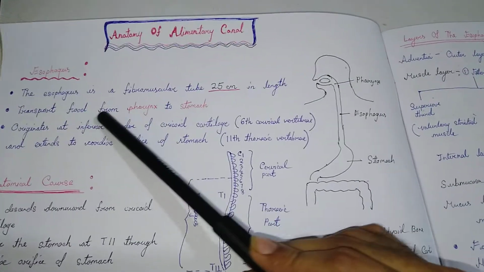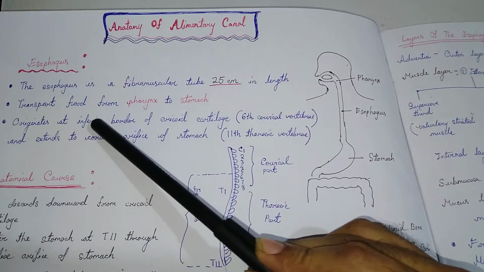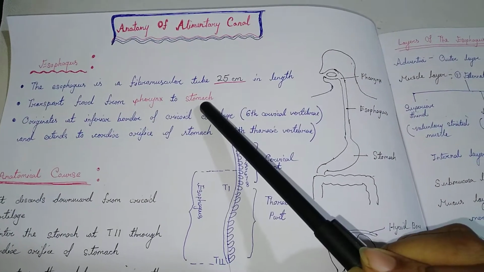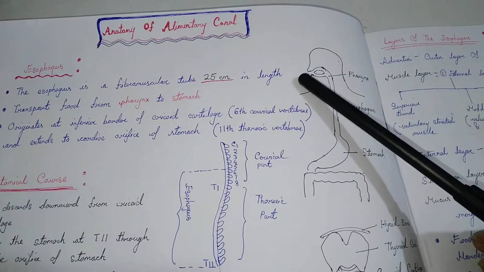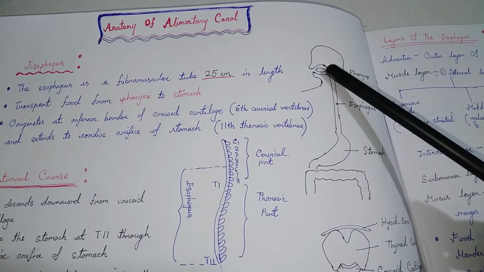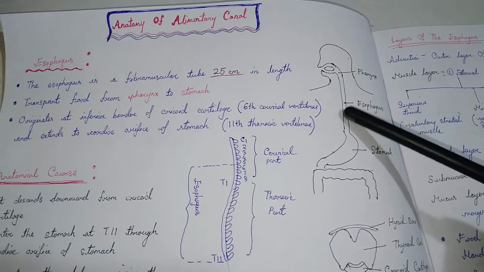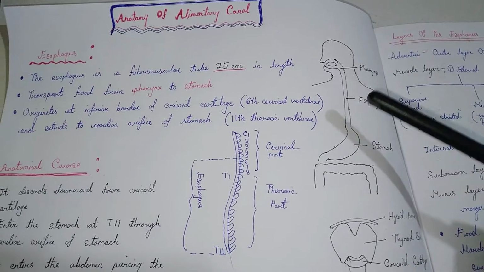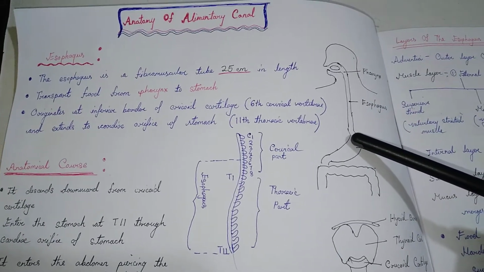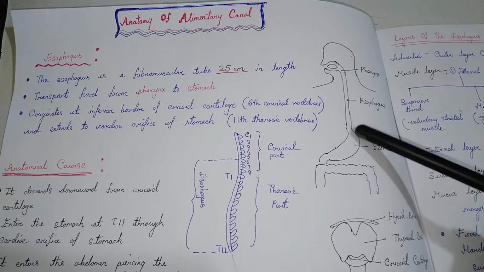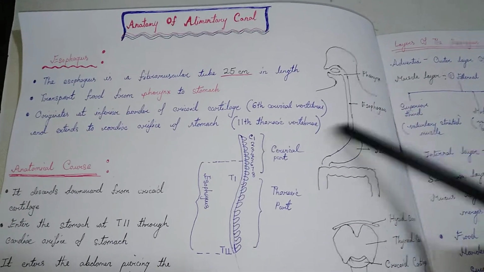The main function of the esophagus is transport of food from the pharynx up to the stomach. Whenever we ingest a food, it passes through the pharynx, then to the esophagus, and then to the stomach. So the main function of esophagus is transport of food from pharynx up to the stomach.